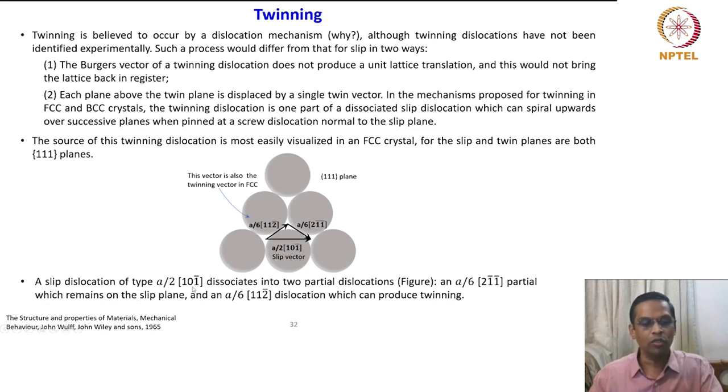And you can see this slip dislocation of the type a/2[1 0 -1] dissociates into two partial dislocations as shown here: a/6[1 1 -2] and a/6[2 -1 -1]. Okay. And this particular a/6[2 -1 -1] partial remains on the slip plane, and the a/6[1 1 -2] dissociation can produce twinning. So this particular type of partial dislocation, which is of screw type, will facilitate the twin formation. So this is a twinning vector in FCC. So this is one way of looking at the hypothesis. Okay, dislocation mediated twinning.